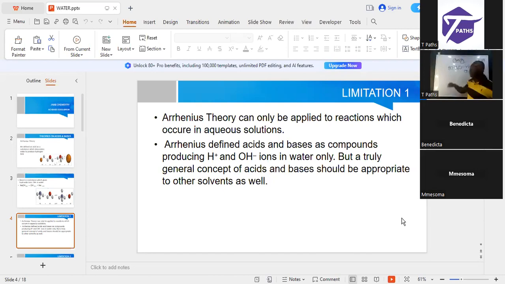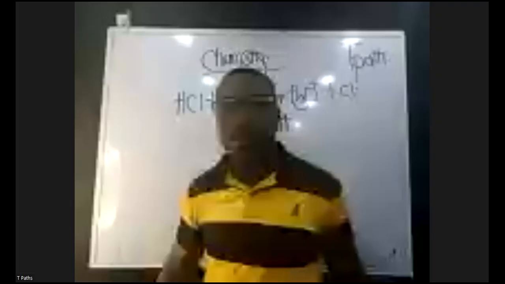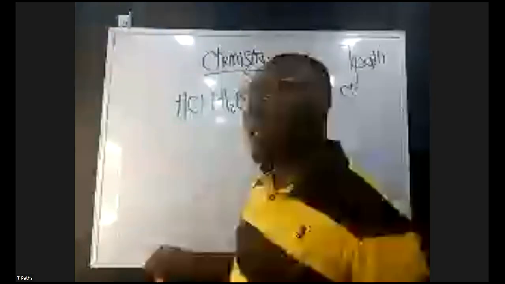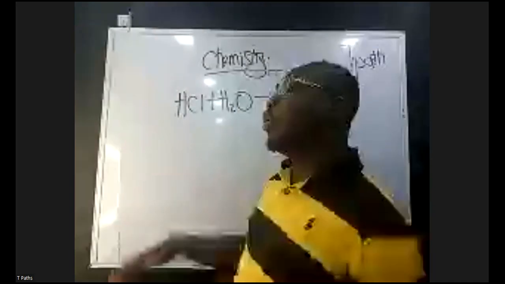And another one again: the H+ and OH- ions do not exist freely in water. You need to know that the H+ ion and the OH- ion are produced by what? By the acid and base when they dissolve in water, and they are not free in nature. So they only exist when the acid and base dissolve in water. When they dissolve in water, that is when you say that they are present.